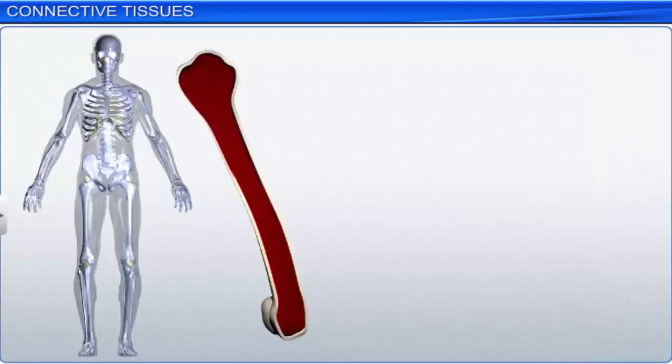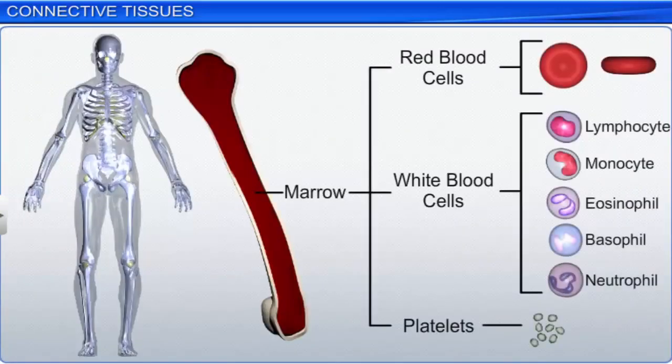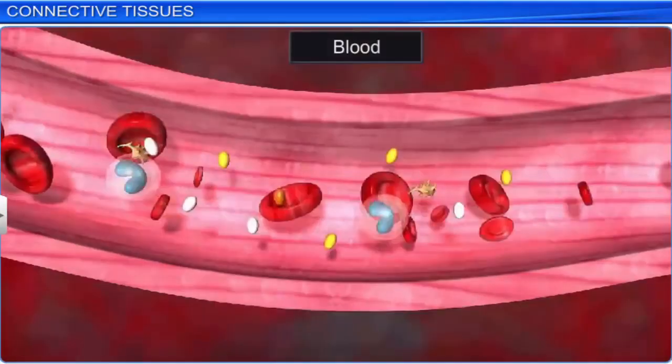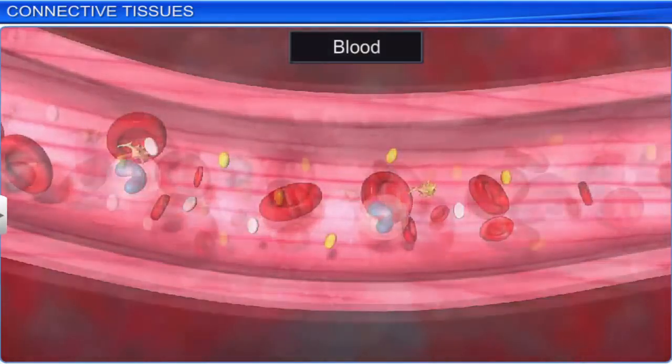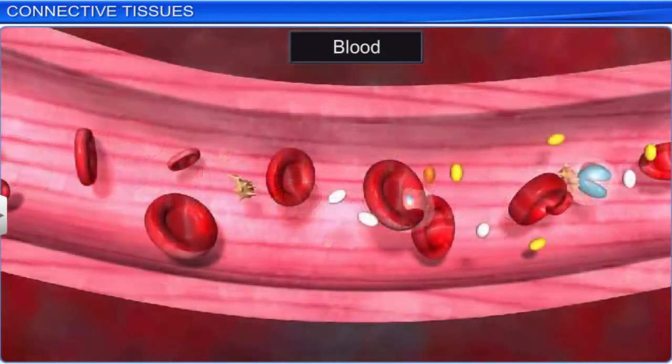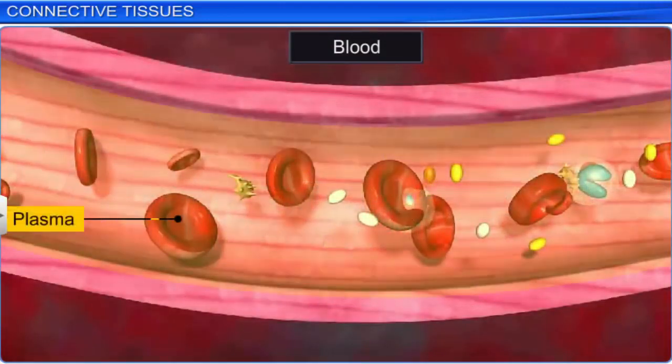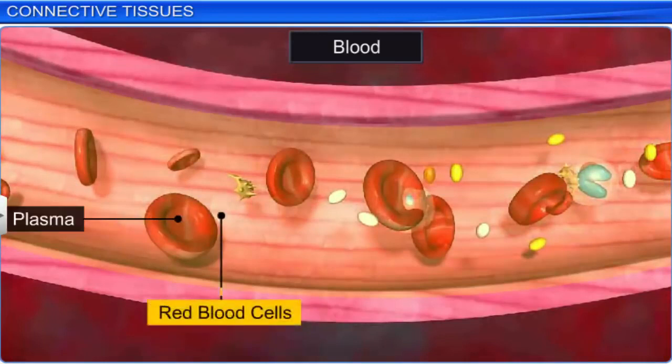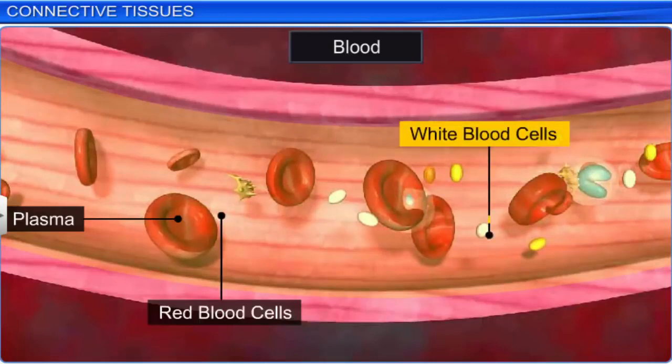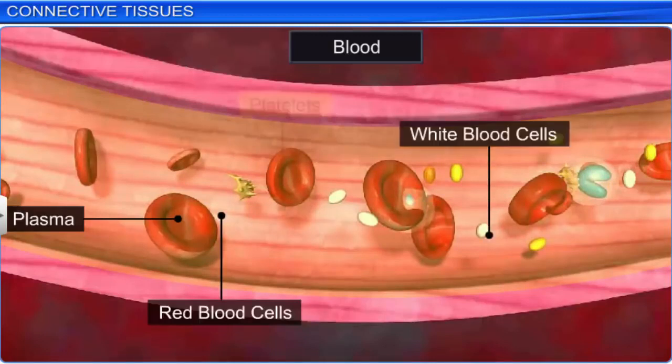Moreover, long bones have bone marrow that produces blood cells. The long bones of the legs help bear body weight. The last type of specialized connective tissue is blood, which is a fluid tissue that contains plasma, red blood cells or RBC, white blood cells or WBC, and platelets.